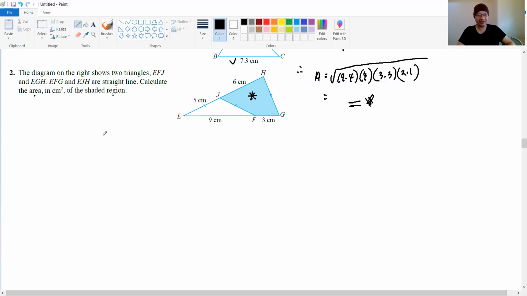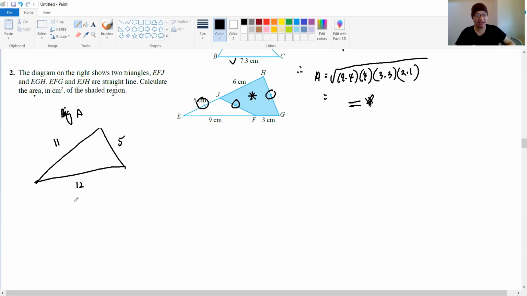So the big triangle first. Let's draw. Since there is no angle inside, this side will be 11, which is 5 plus 6, and the bottom is 9 plus 3, which is 12. But H and G we don't have. How much? Oh, you see, they are equilateral, the same length here, so 5, 5, 5. This one should be 5. To find the big area, the first step is to find S: 11 plus 12 plus 5, divided by 2. How much do you get?